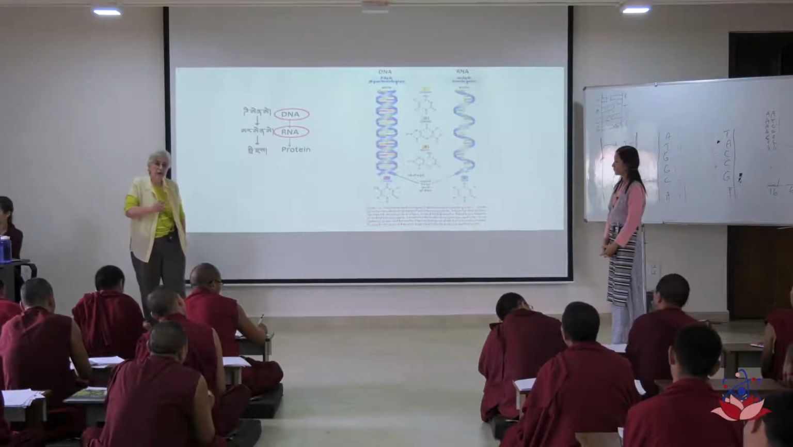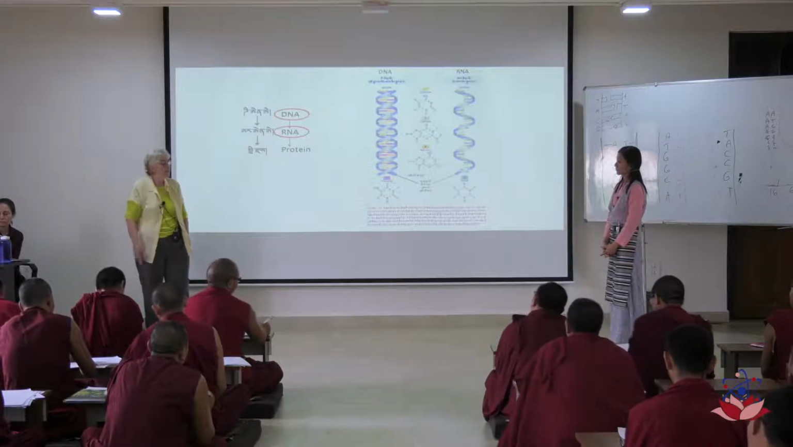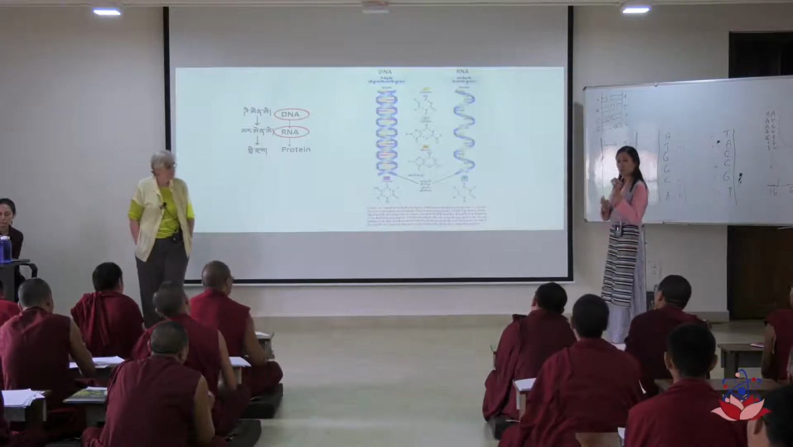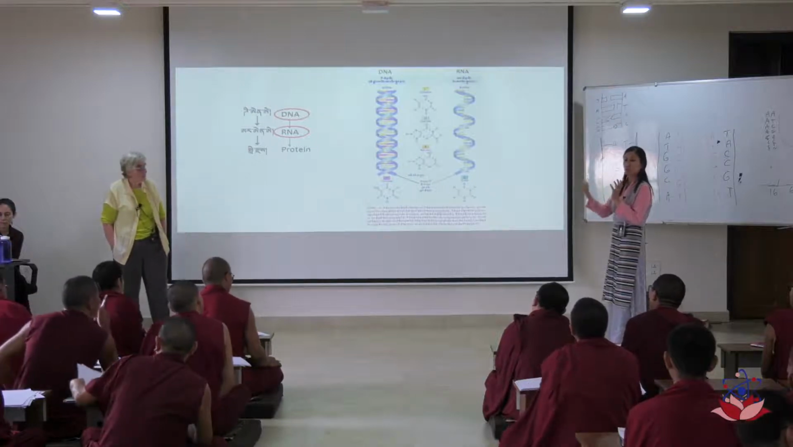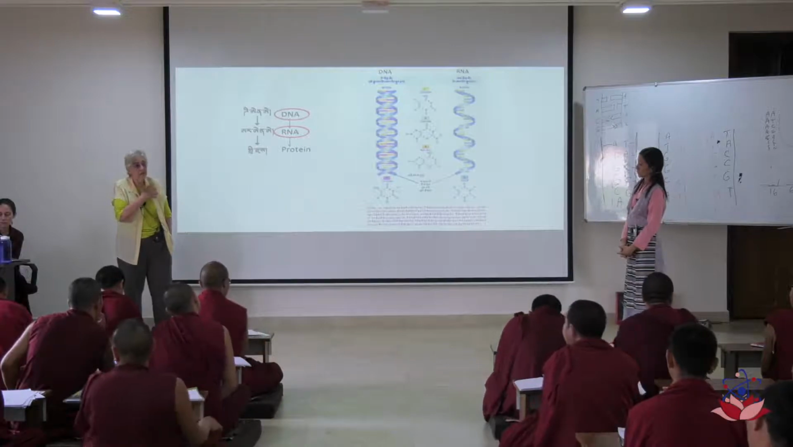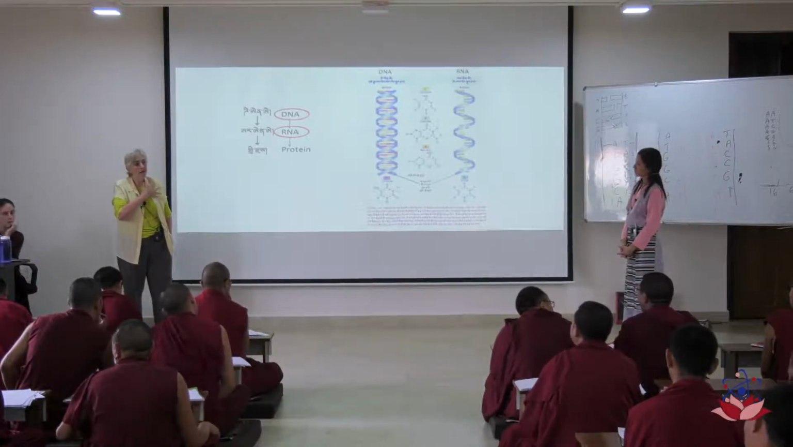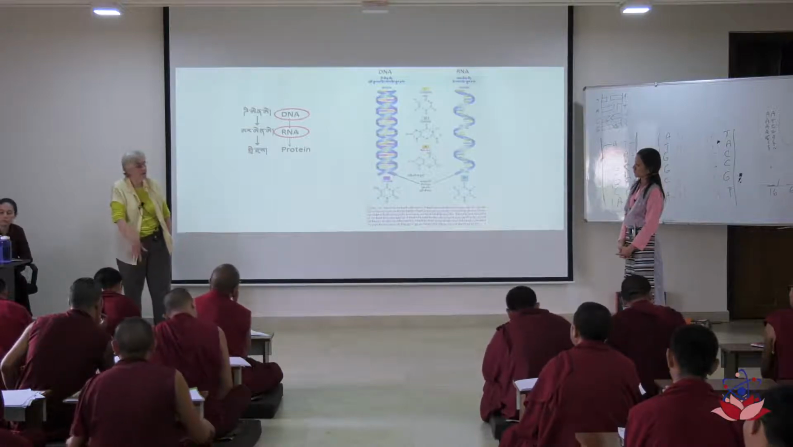DNA is there all the time in the nucleus waiting to send out whatever message the cell needs. Because cells need different things in different tissues, all the DNA is in every cell so that it can make any message that tissue needs.